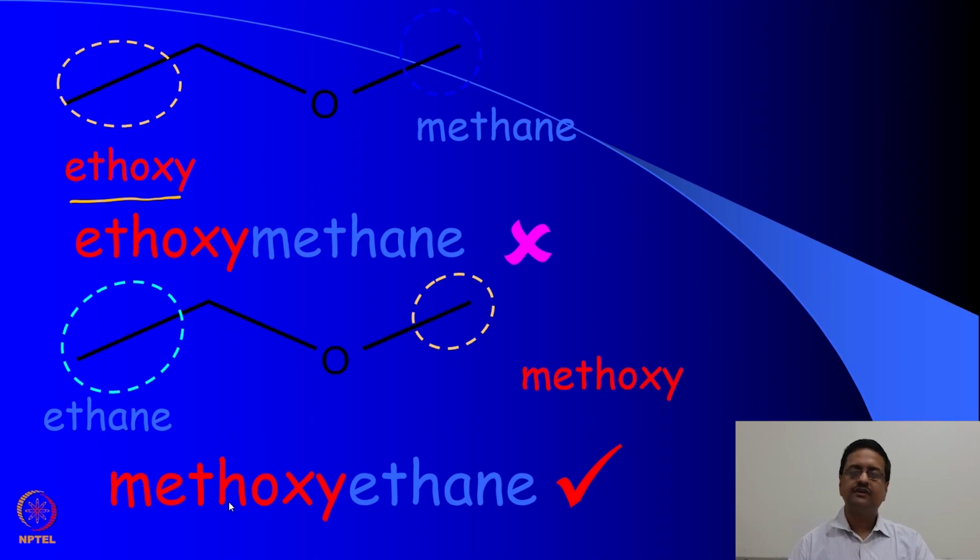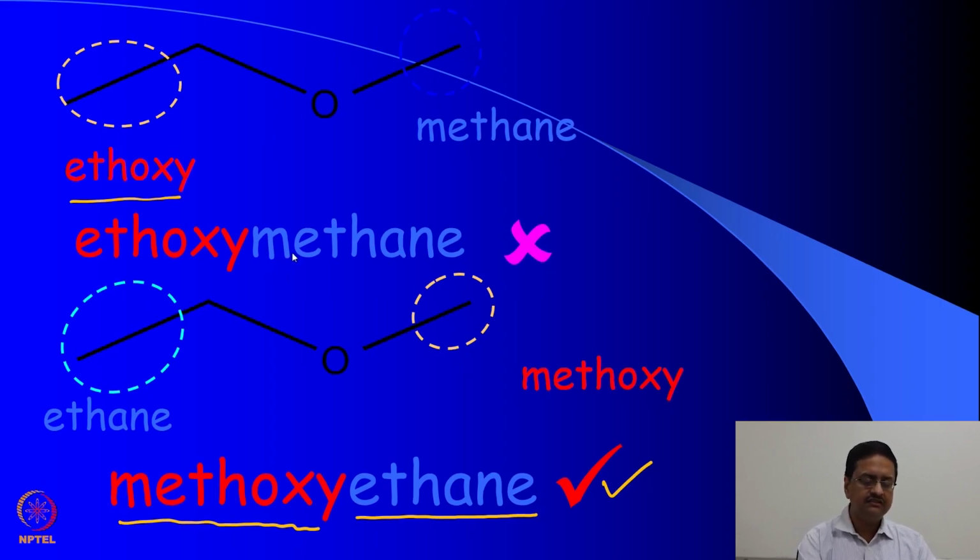Now, by now you should be able to identify which is the correct name. The correct name is the second one, because here we have considered the long chain as the parent molecule and methoxy as a substituent. So, this becomes methoxyethane instead of ethoxymethane, because in that case methane is the parent which has less number of carbon atoms compared to ethane.